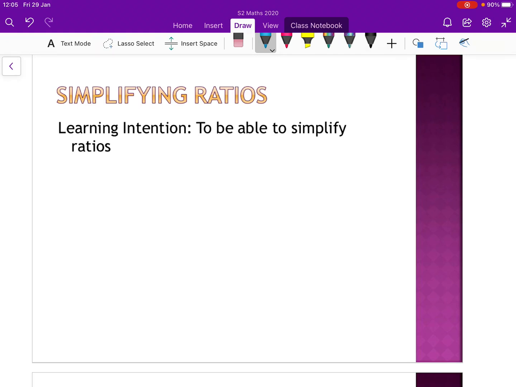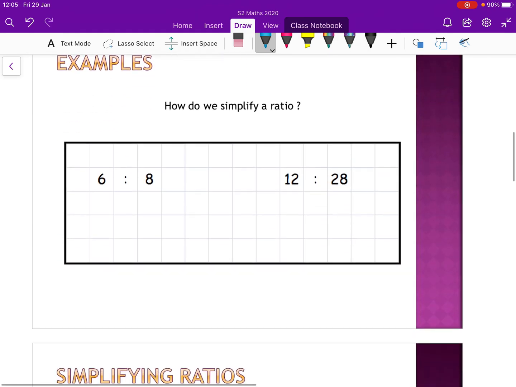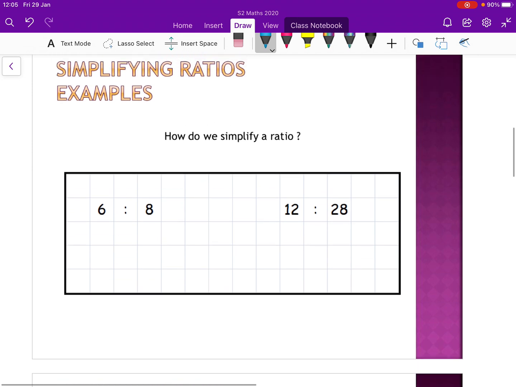So the next part of ratio that I want us to work on is simplifying ratios. To be able to simplify ratios is the learning intention, and we actually do this exactly the same way as we would simplify a fraction. Okay, so here I have our first two examples.